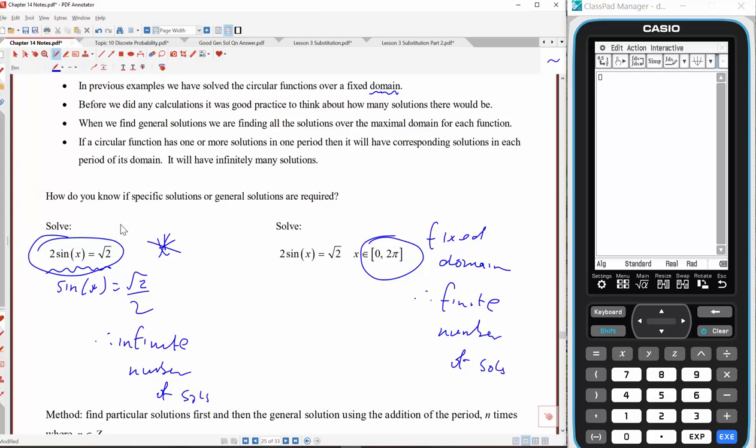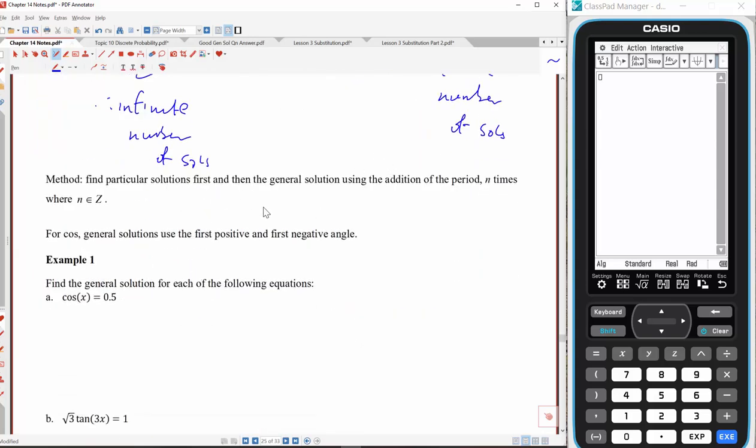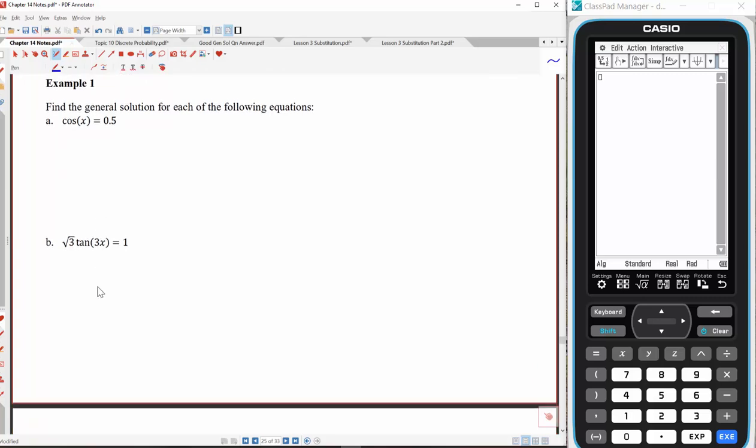Now, every year in the methods exam, what I find is a student puts their hand up over a question like this and says, oh, you forgot to list the domain, or what domain am I supposed to solve this over? And this is implying that you need to solve it over a maximal domain, the set of all real numbers, which means that it's implying that we need a general solution. So the method we use basically is to find particular solutions first and then the general solution by the addition of the period. So let's go ahead and try it out for a couple of examples.